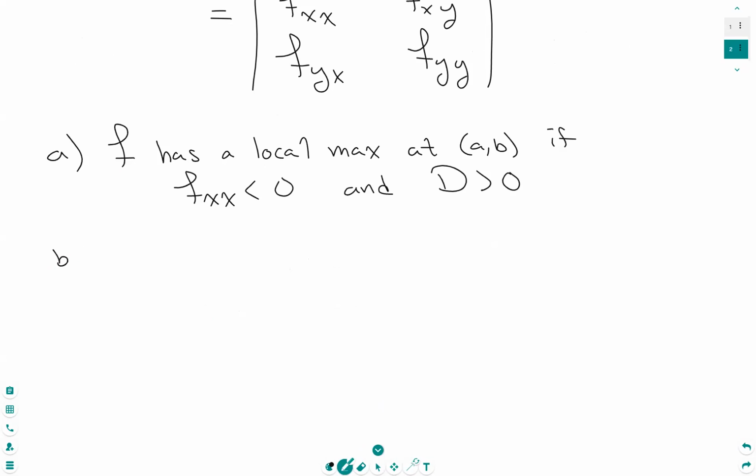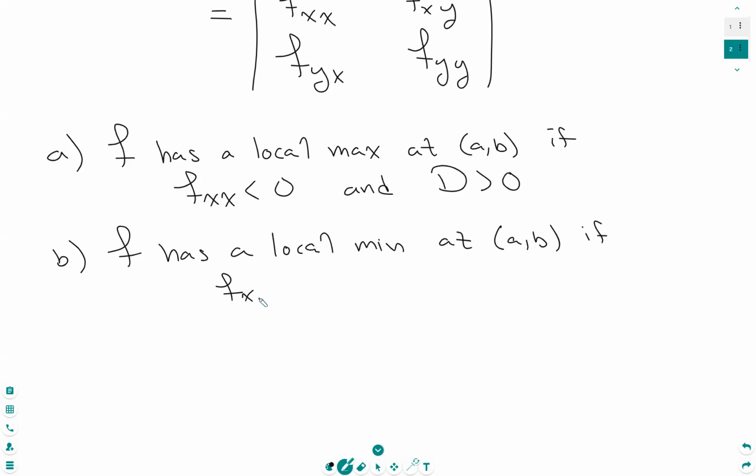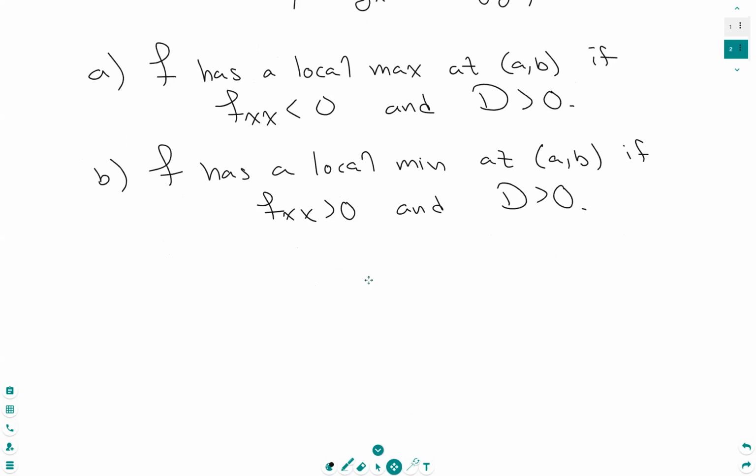Okay. Another option is that f has a local min at (a, b) if I have that fxx is positive and D is positive. So same thing here. You can also test fyy instead of fxx, because the concavity in that corresponding direction should be positive. This is a local min.